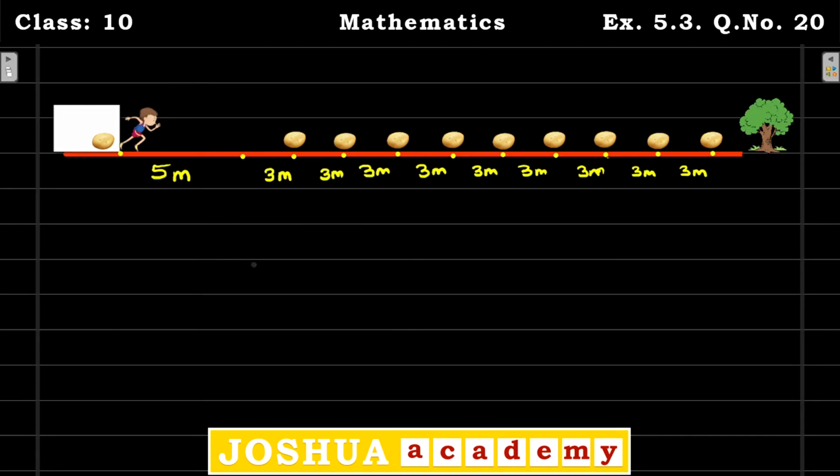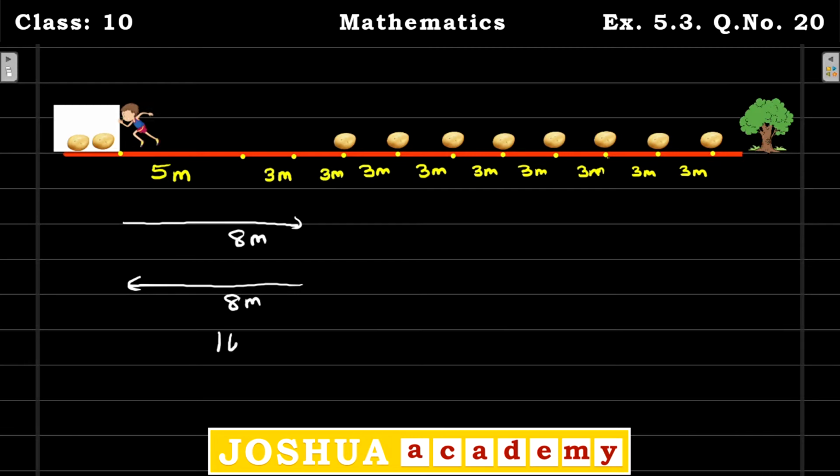Again, the competitor starts from here, having already completed 10 meters. Now he has to go to the next potato, which is at a distance of 8 meters from the starting point. Now he picks up the potato, changes direction and reaches the bucket. So in this process, the competitor runs a distance of 8 meters from the bucket to the potato, and from the potato to the bucket 8 meters. So altogether 16 meters the competitor runs.